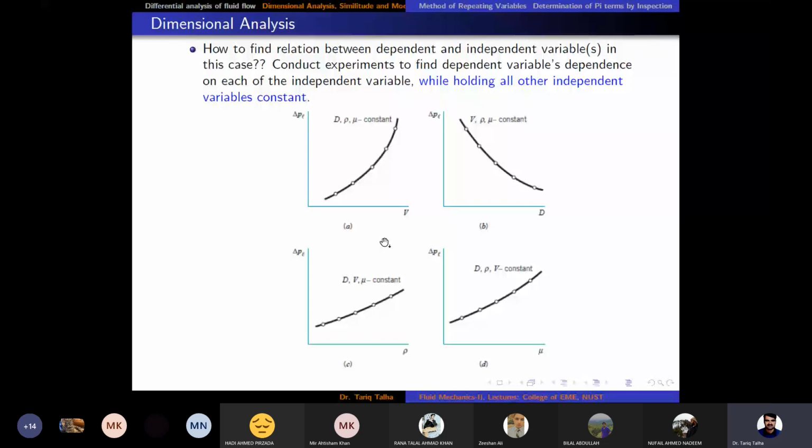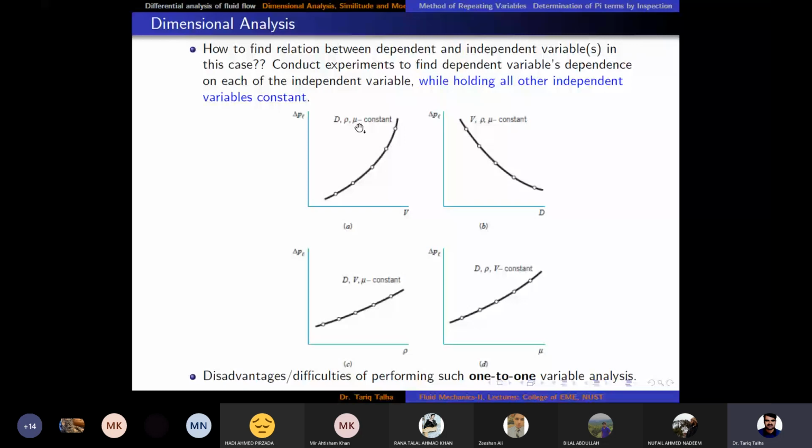But it doesn't tell you much about the whole phenomenon, because it tells you the individual dependence, but it doesn't tell you the combined effect. And sometimes it is very difficult to keep all other variables constant while changing one. Like if you change mu, then it is very difficult to keep rho constant for the same fluid, right? So maybe it is not very practical to conduct this type of experiment where you only change rho and keep mu constant, because mu would change with rho, right? So this is quite difficult.